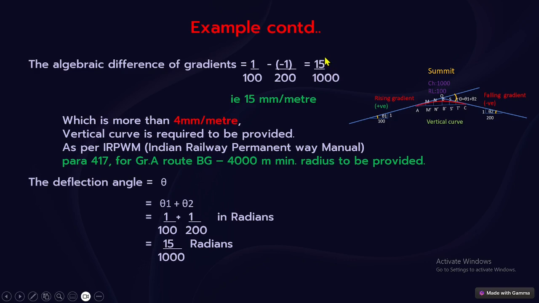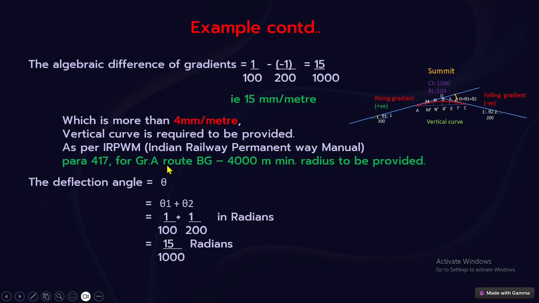So the final algebraic difference we can say is 15 mm per meter. But the limit is 4 mm per meter. Since it is more than 4 mm per meter as per the Indian Railway permanent way manual, we are supposed to provide the vertical curve. At this location we need the provision of a vertical curve.